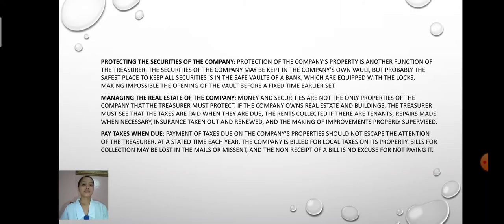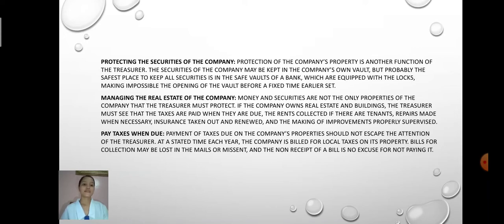Protecting the securities of the company. Protection of the company's property is another function of the treasurer. The securities of the company may be kept in the company's own vault, but probably the safest place to keep all securities is in the safe vaults of a bank, which are equipped with locks making impossible the opening of the vault before a fixed time earlier set.